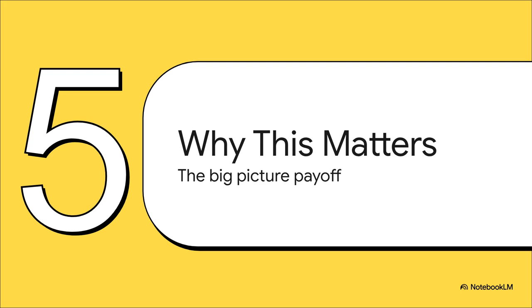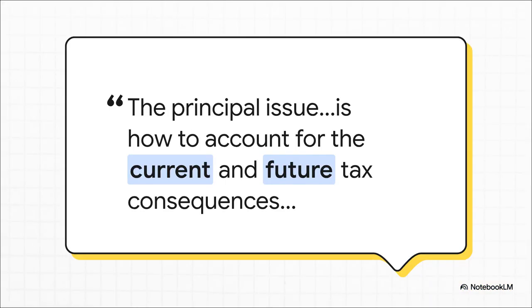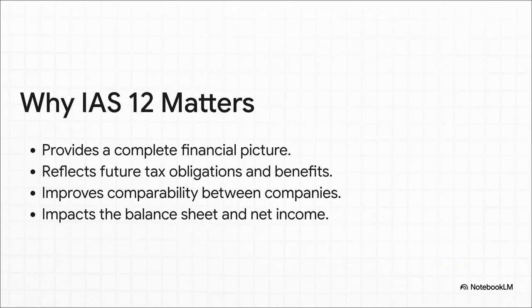Well, this is the big picture, the reason we do all this work. You know, the best answer comes from the standard itself. Its main goal is to account for both the current and the future tax consequences of everything a company does. If we didn't have deferred tax, you'd only see half the story, what the company is paying this year. You'd have no warning about massive tax bills or huge tax breaks that are waiting just around the corner. So ultimately, IAS 12 gives us a much more complete, more honest financial picture.